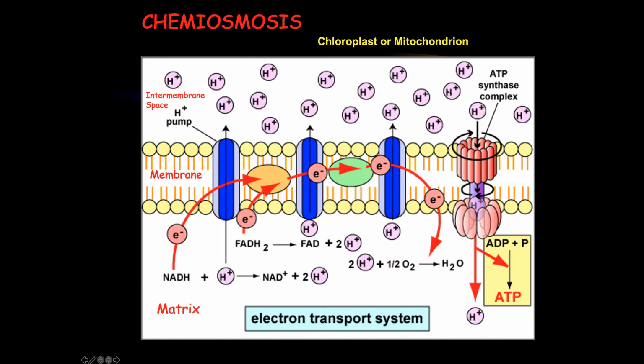And now there's a high concentration of protons outside the membrane, and they get transferred through this channel, this ATP synthase, called chemiosmosis, and they convert ADP plus Pi to ATP. So this happens in either the chloroplast or the mitochondrion, and this is how we get energy, biological energy.